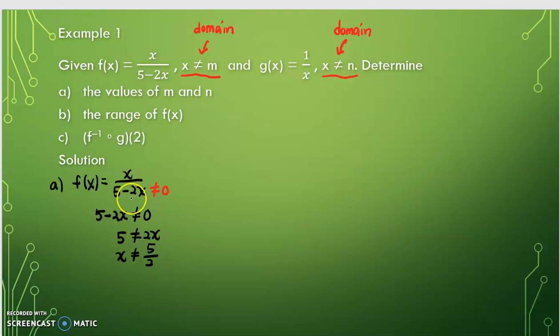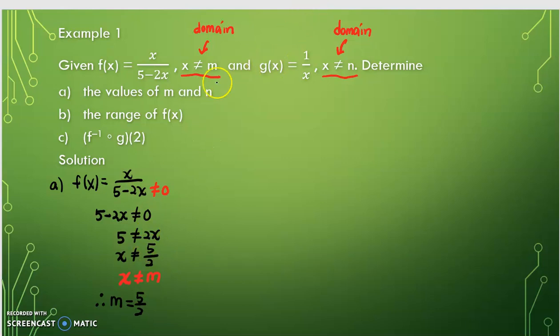So from here, we can compare with this one. I try to compare, x cannot equal m. So from here, we can say that m is equal to 5 over 2 by comparing both of these. So m equals 5 over 2.